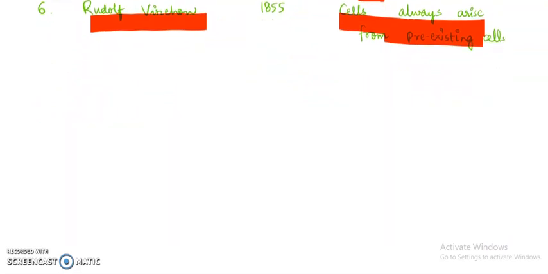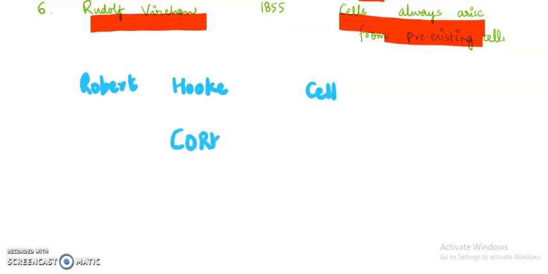Another thing which you must know is Robert Hooke. He was the one who discovered the cell. Now, in what piece he discovered? He took a piece of wood which is known as cork. So cork is nothing new. It's a type of wood that has more pores in it. Okay. So Robert Hooke discovered the cell in a piece of cork.